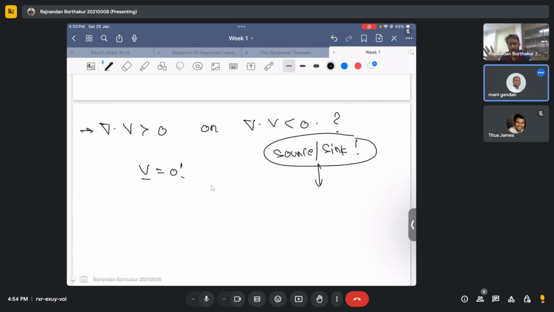But these things are not exhaustive, basically. So you cannot say that if it's an inviscid fluid, it necessarily has to be incompressible, and so on and so forth.